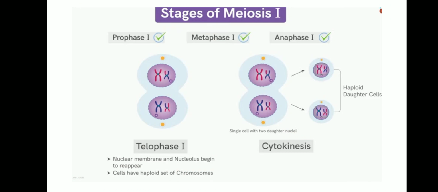And next stage is what? Telophase 1. In telophase 1, the nuclear membrane as well as the nucleolus begin to reappear, and the cells have a haploid set of chromosomes. The haploid number of chromosomes is what? A single set of chromosomes, which is having 23 chromosomes. The haploid number of chromosomes, after reaching their respective poles, become uncoiled and elongated. The nuclear membrane and the nucleolus will reappear here and 2 daughter nuclei are formed.